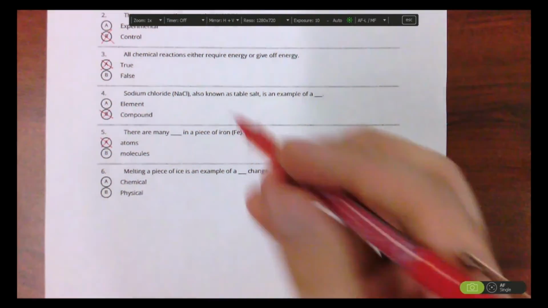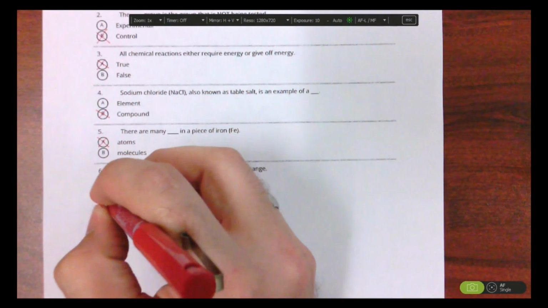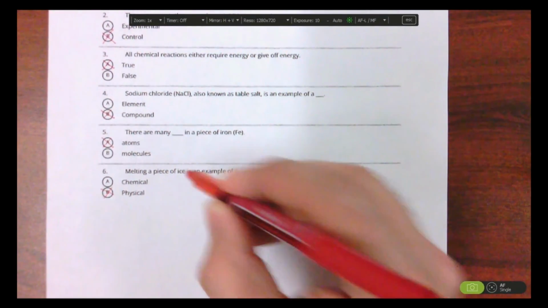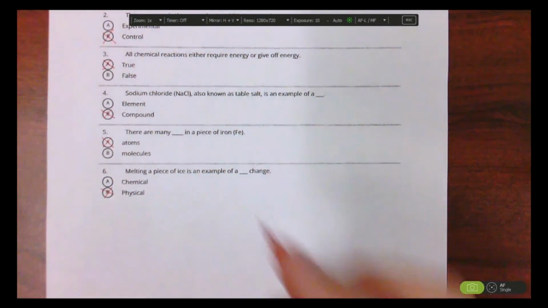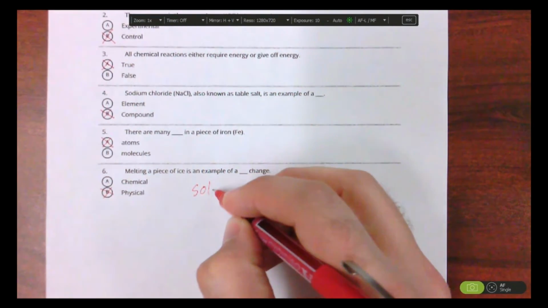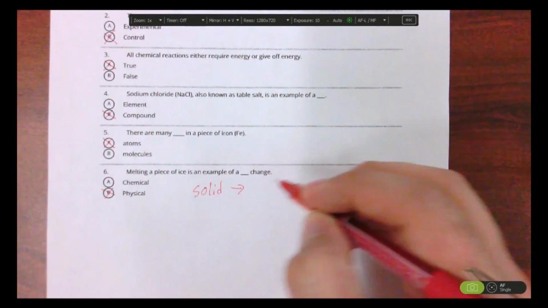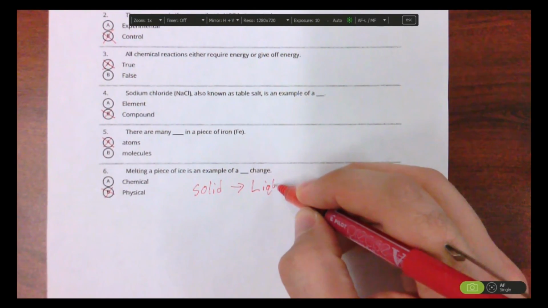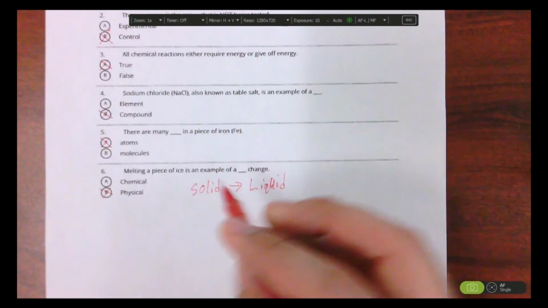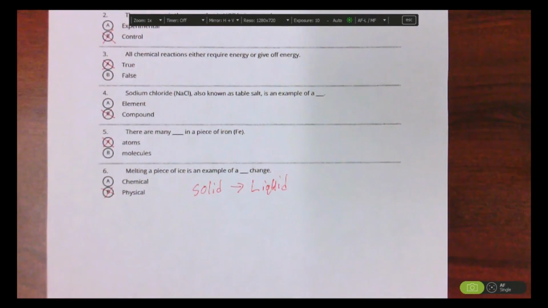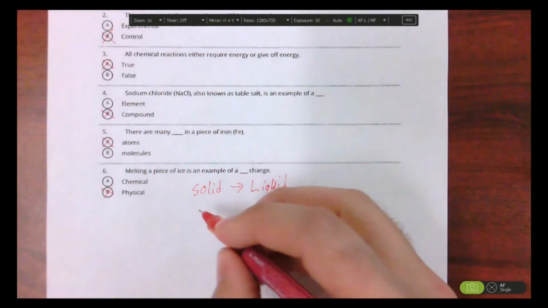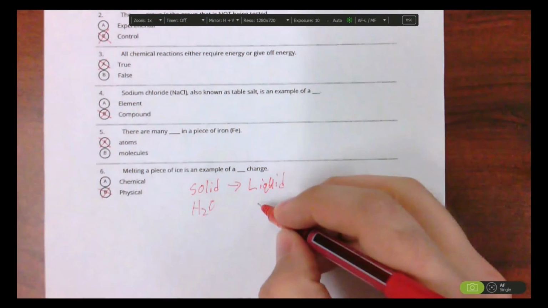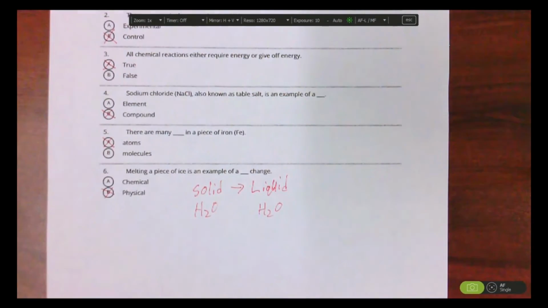Physical. Okay. So let's ask ourselves. It is physical, but ice, is that a solid, liquid, or a gas? Solid. So you're going from a solid to a liquid. Let me ask you this. What is the chemical compound of ice? H2O. What is it in its liquid form? H2O. Did you change the chemical composition?